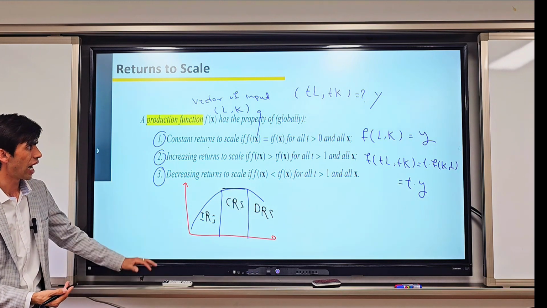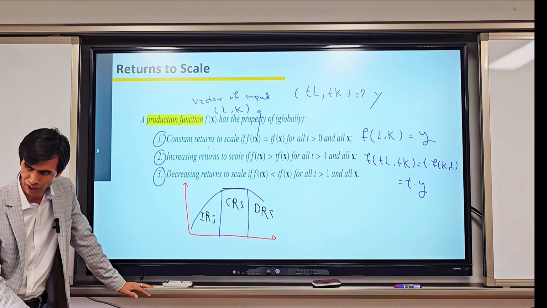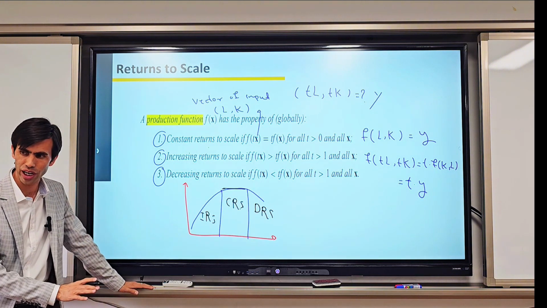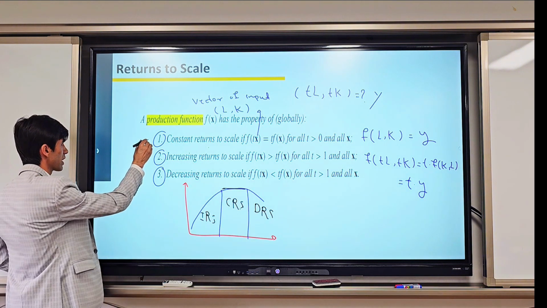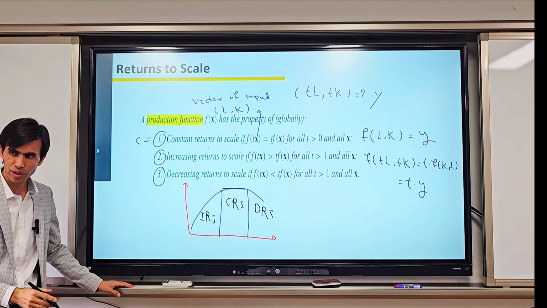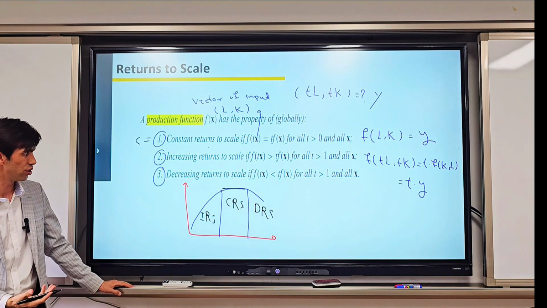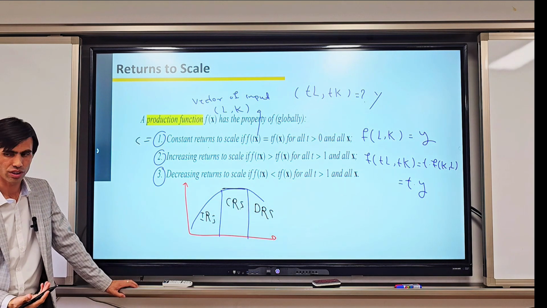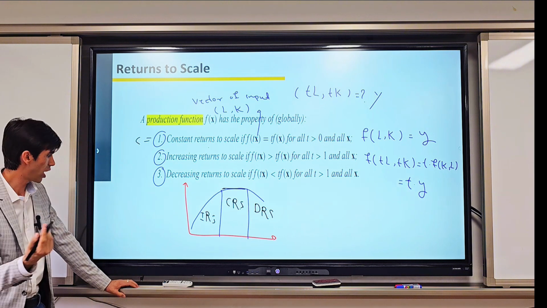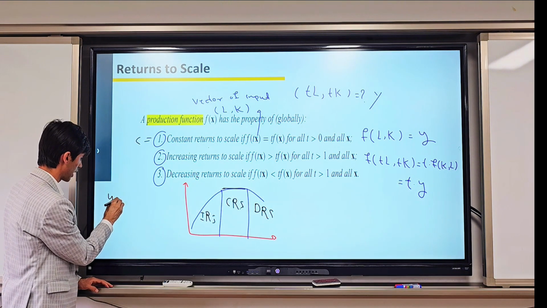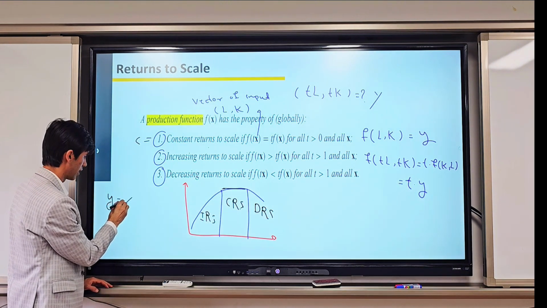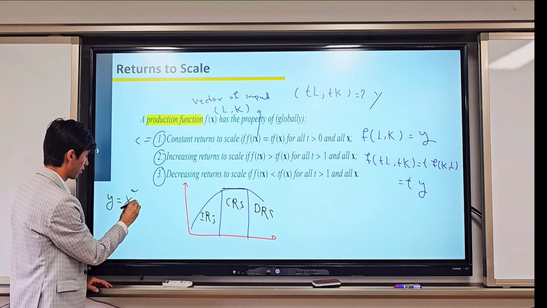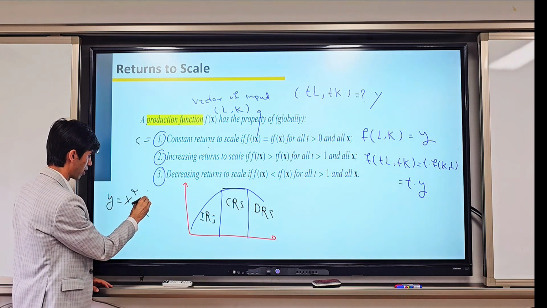But mostly in our analysis, when studying microeconomics in class, most of the production functions that we use are constant return to scale. That's why when we write the Cobb-Douglas production function, we write y as x1 to the power of alpha, x2 to the power of 1 minus alpha.